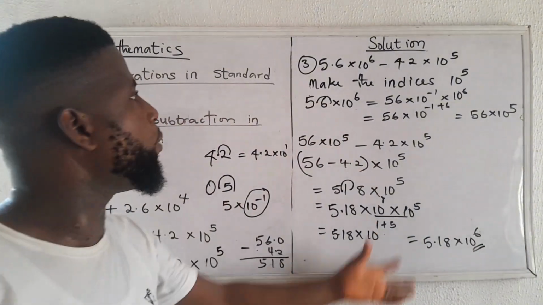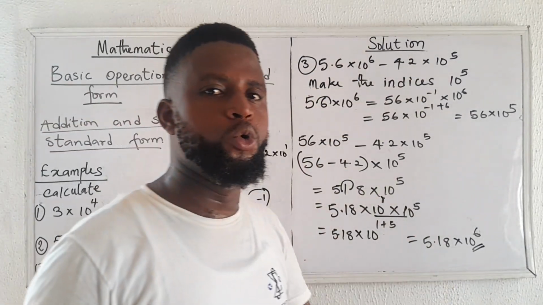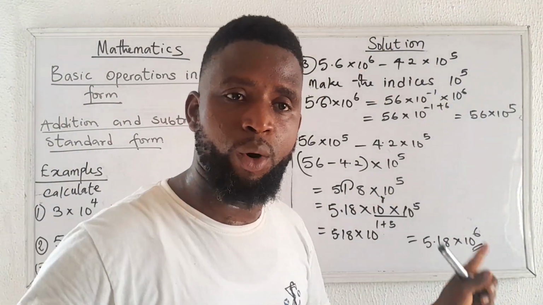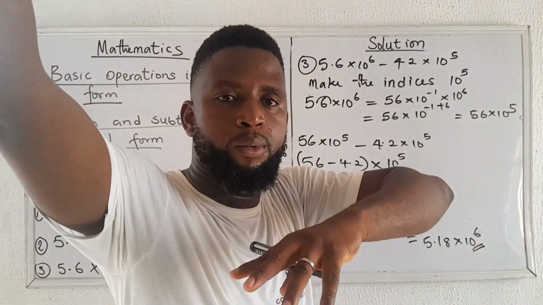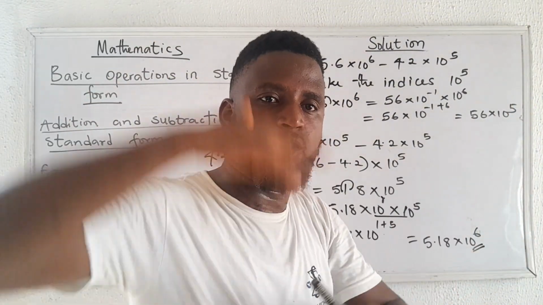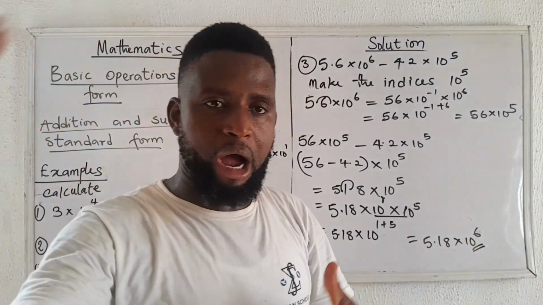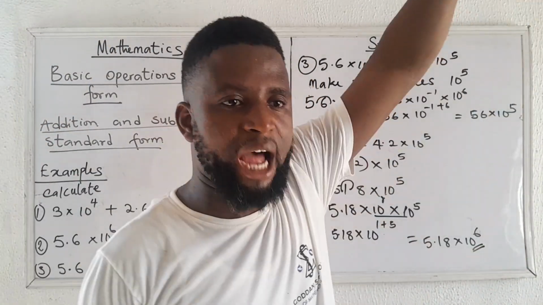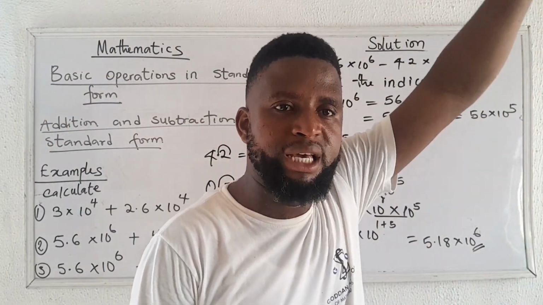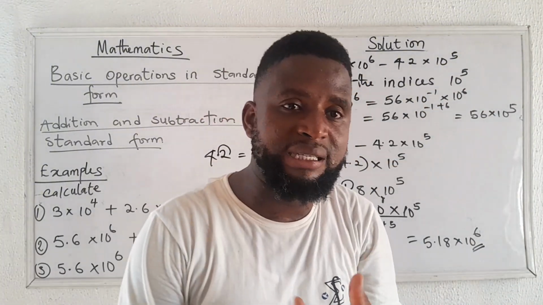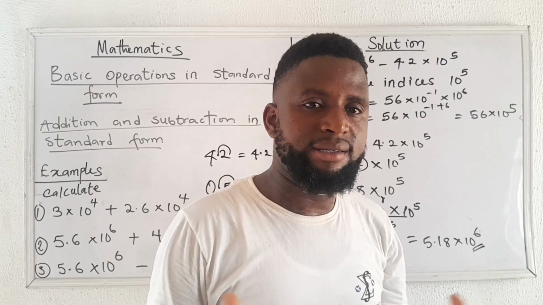So whichever one you change will give you your result. However, it's not compulsory you do the two, so you just choose whichever one. If you want to raise it up, the smaller index up to meet up with the bigger index, so that both of them will be the same, you can go ahead and raise up. If you want to bring down the bigger index down to meet up with the smaller index so that both of them will be the same, you also get the same result.